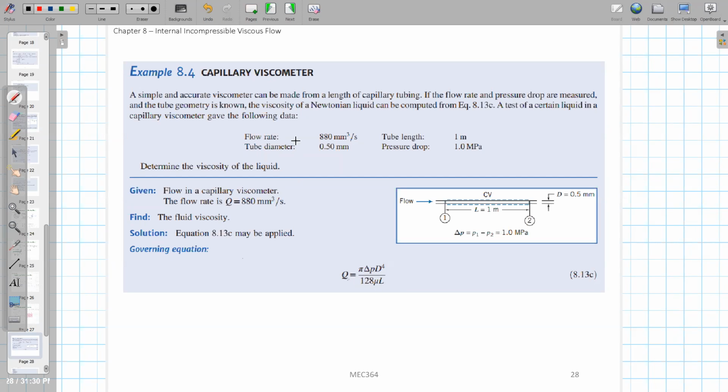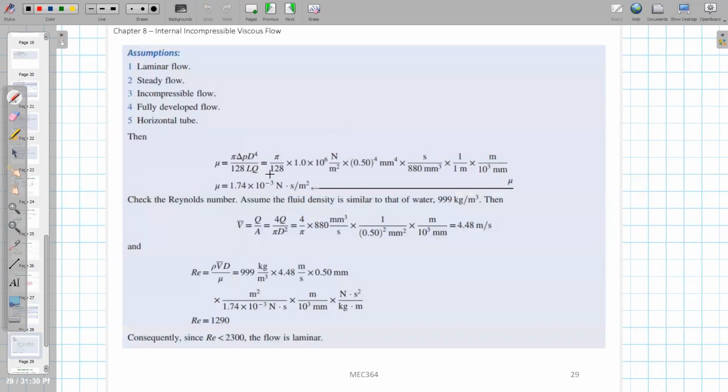Okay, so in this problem, we know the tube diameter is given, the tube length is given, the pressure drop delta P is given, and also the volume flow rate is given. So everything is given. We just need to use this equation to calculate mu directly. So this is how we calculate the mu result. It's telling us that in this problem, this viscometer basically measures the flow viscosity at this value.